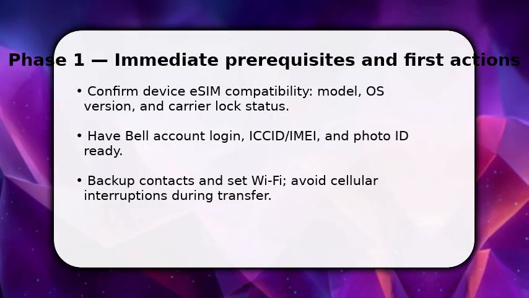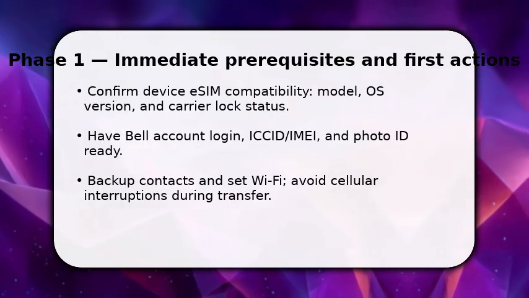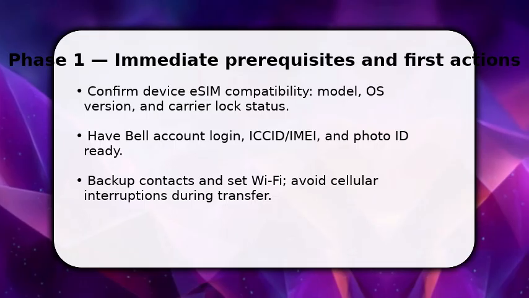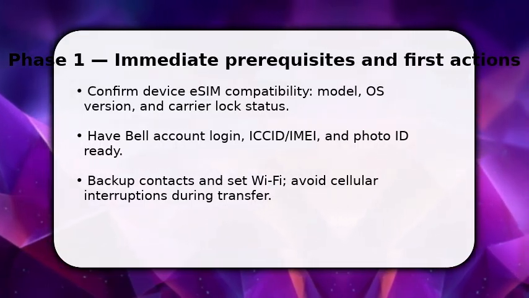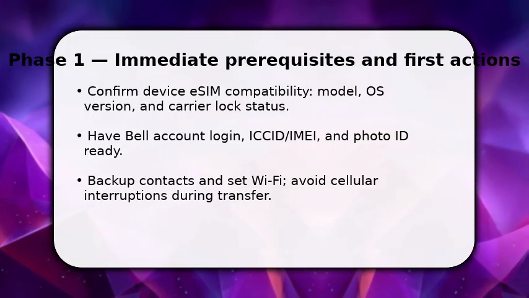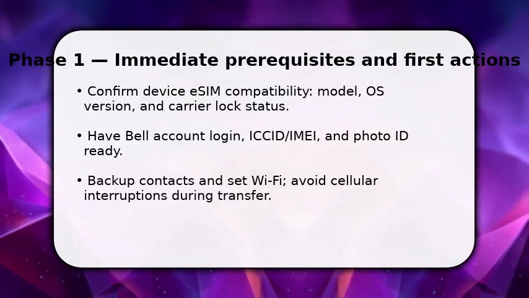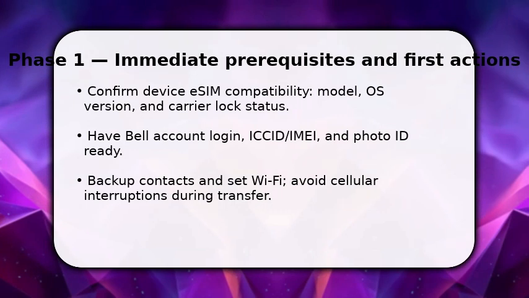While you have your ID ready, back up contacts and any carrier data. Once done, switch on Wi-Fi and keep the physical Bell SIM in place until the eSIM profile is installed. This prevents service gaps and lets you follow the activation flow immediately.